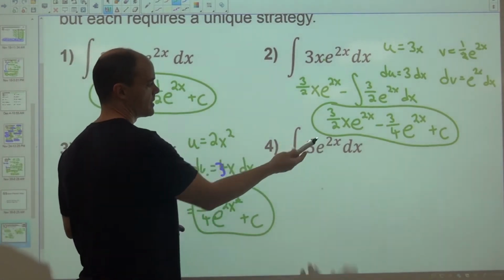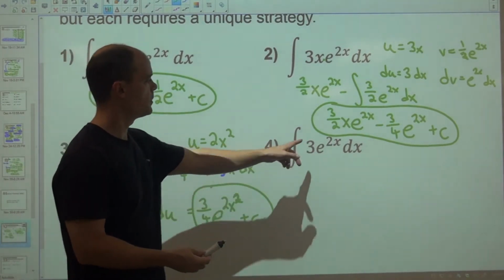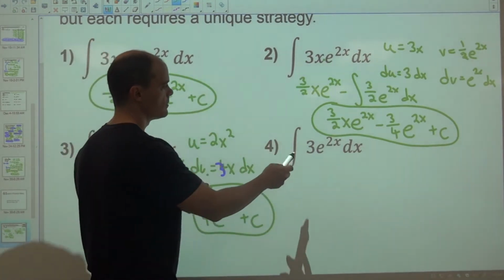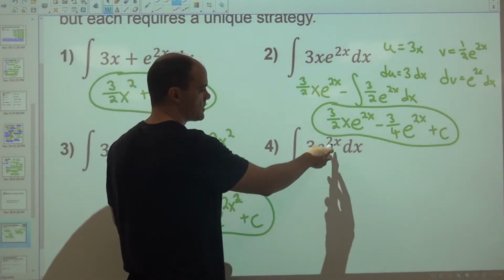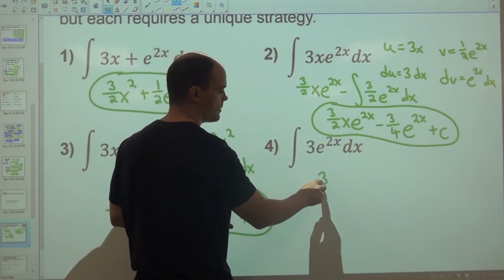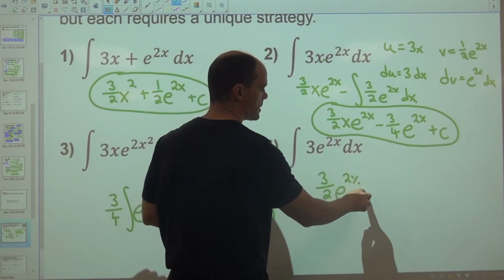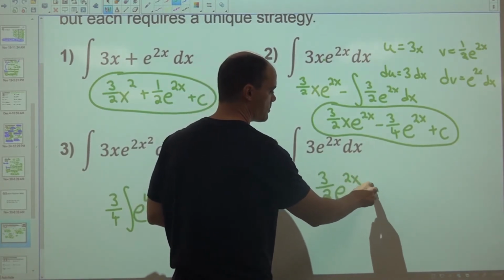And this one I think is just a standard rule, right? If we pull the 3 out, we've already anti-derived this twice today. So I'm gonna leave the 3 in and just need a half to cancel it. And we're gonna get 3 halves e to the 2x plus c.